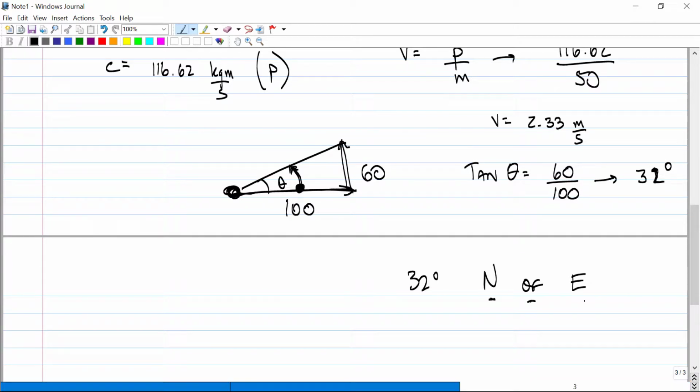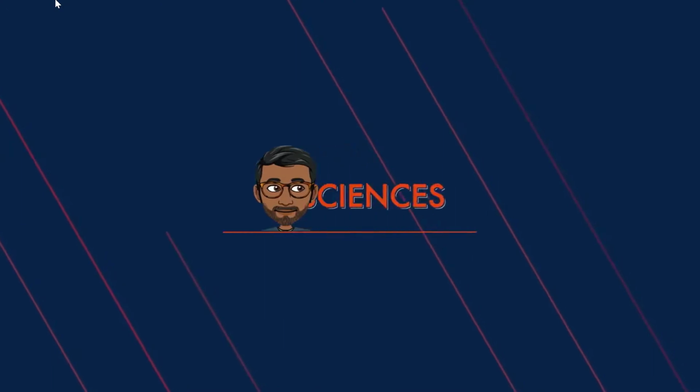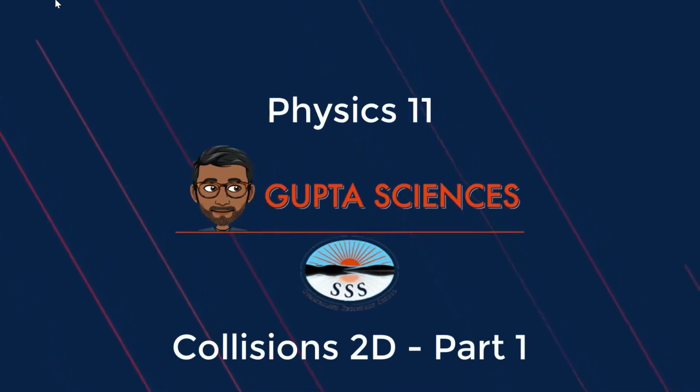From the point of collision, which is demonstrated by the dot, you now have three things that we've determined. One, the momentum. The momentum we established was 116.62 kilogram meters per second. Two, the velocity. We established the velocity is 2.33 meters per second. And three, the direction of travel following the collision is 32 degrees north of the east line. For Gupta Sciences, this is Physics 11, Momentum in 2 Dimensions, Collisions that are Inelastic, Part 1.